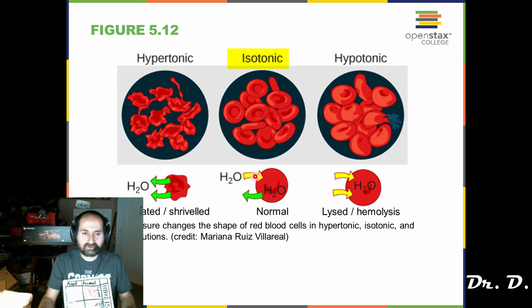Water concentration outside equals the water concentration inside, so there's no net flow of water. For every one water that enters, one water exits. This is called a normal blood cell.